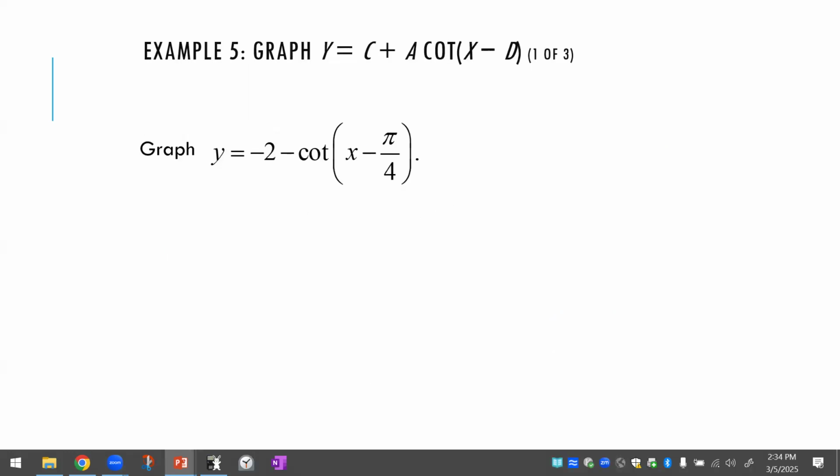Now, let's describe what's taking place here. Tell me all the changes. There's a phase shift. It goes down. Phase shift which way? To the right. A phase shift to the right. Down 2 and reflected over the x-axis.